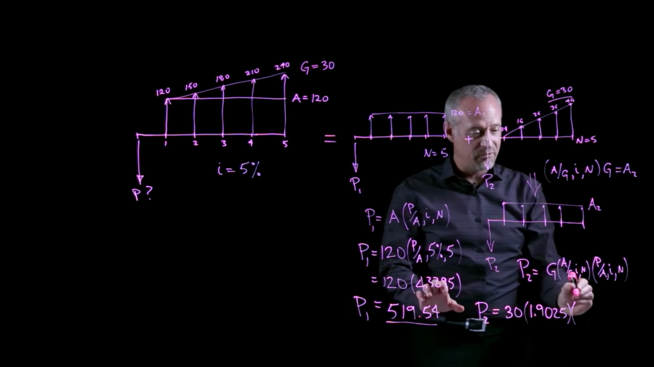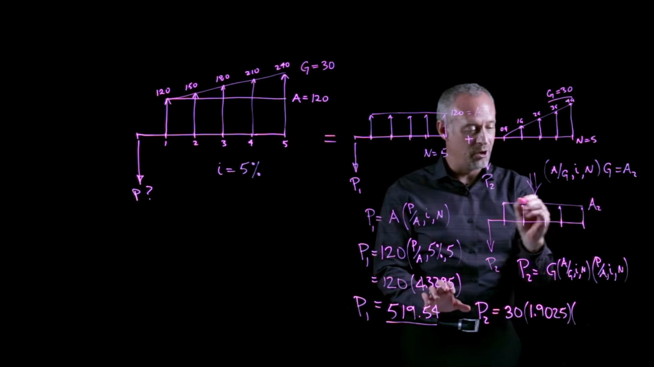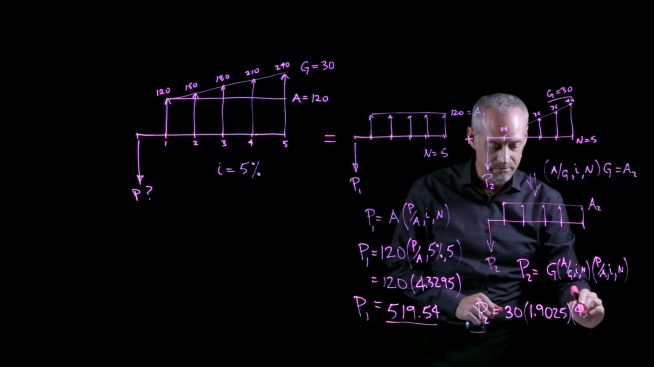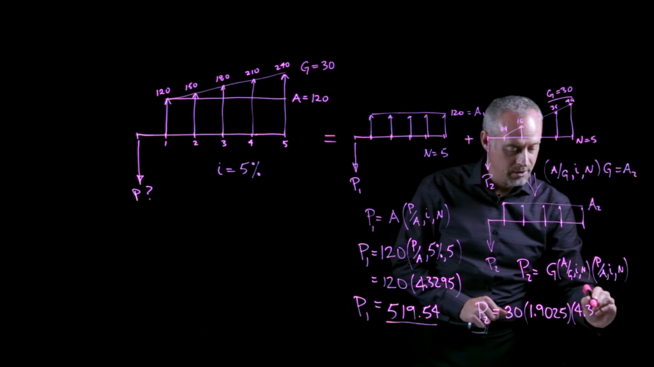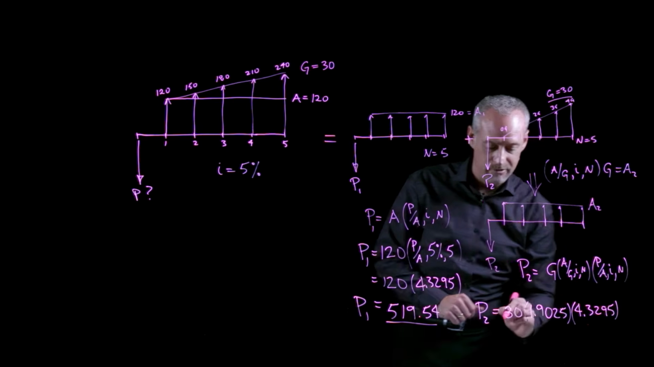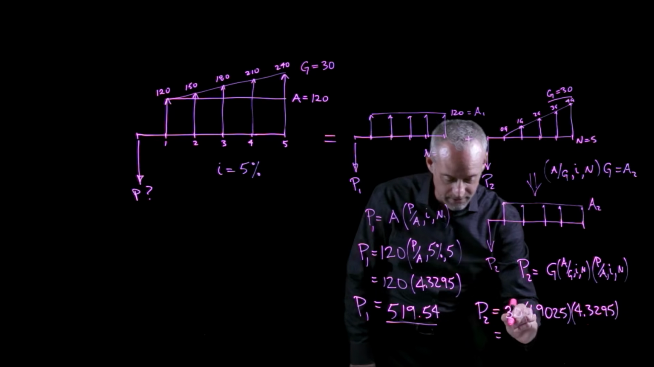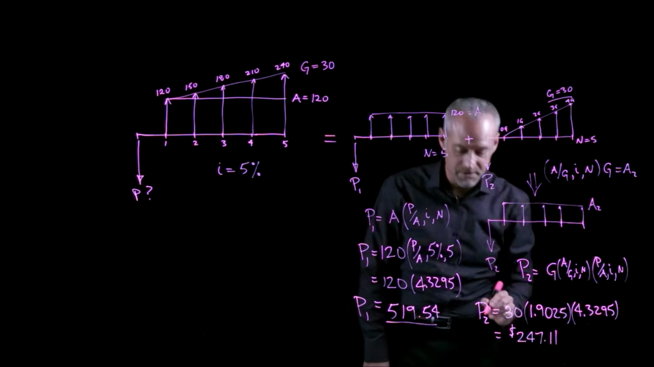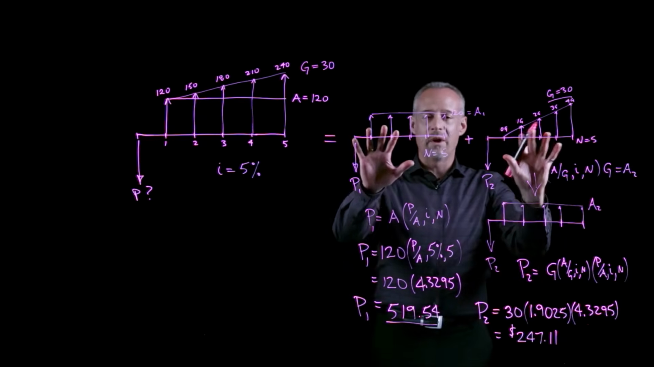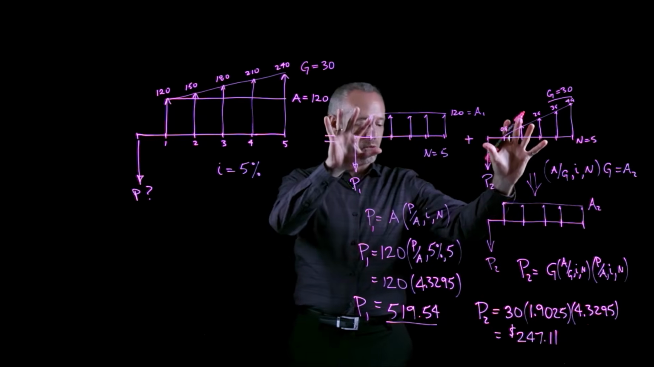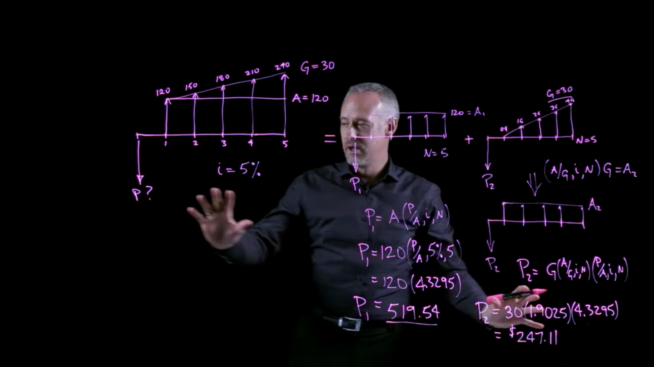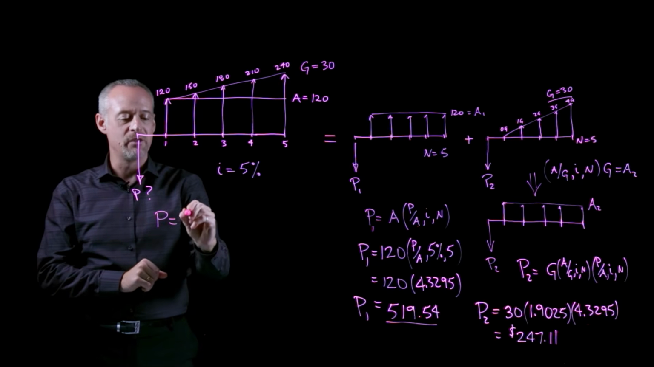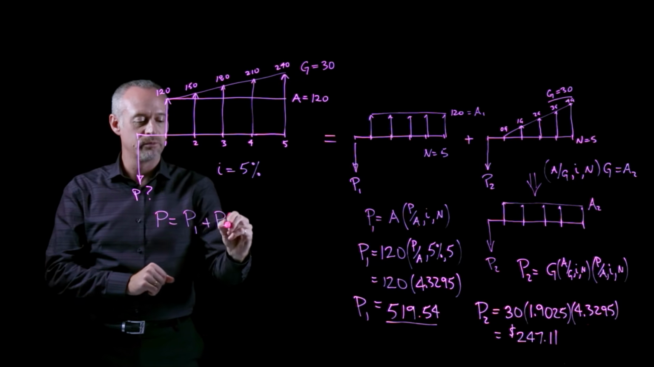And then my next job to convert the $57 constant payments to my P2, I actually use the same factor I used over here. So 4.3295. If I work out what that is, I get $247.11. So remember back here, I split the problem into two, solved for a P1 and a P2. So I come back here to my original problem and say, well, what was the value of P? P will be the value of P1 plus P2.